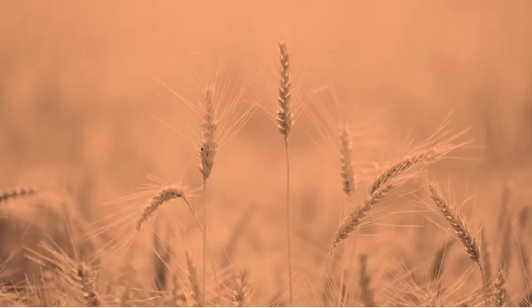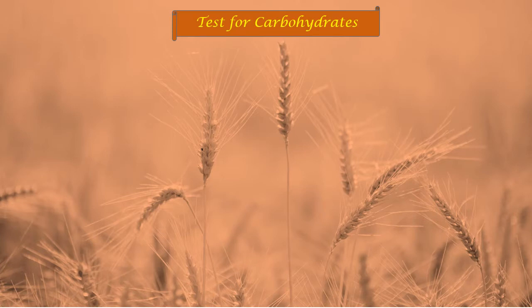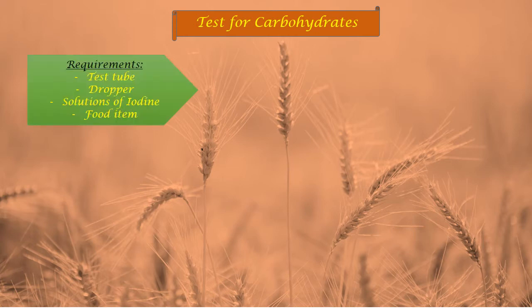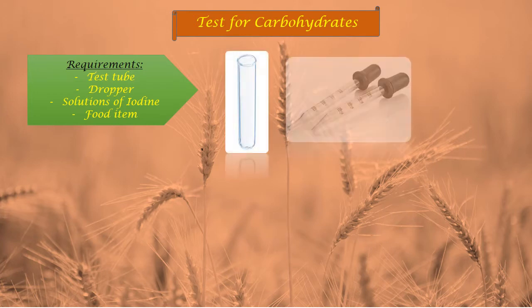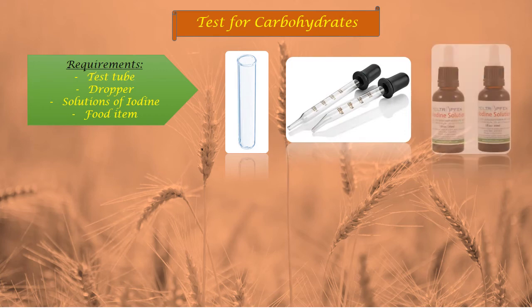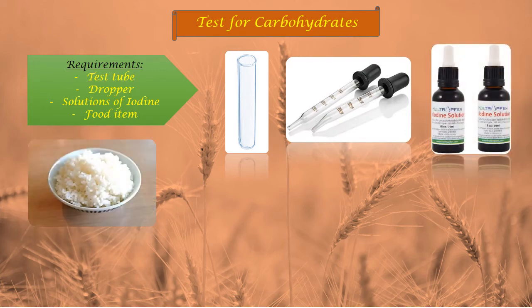Let's discuss a very interesting thing, the test for carbohydrates. So here we will do some kind of test to identify whether carbohydrates are present in that particular food item. In order to do this, the requirements are a test tube, a dropper, a solution of iodine, and a food item.